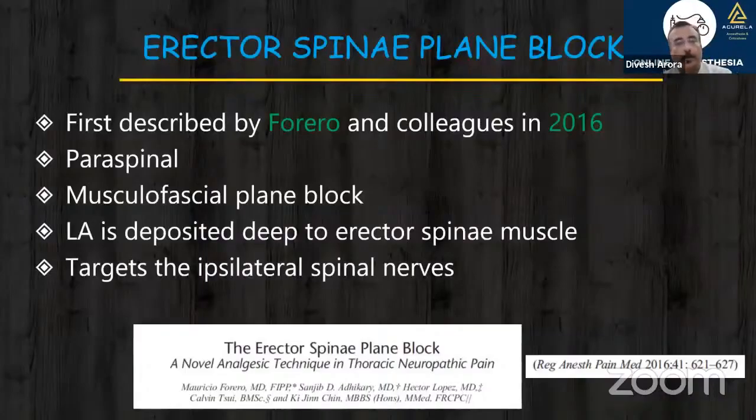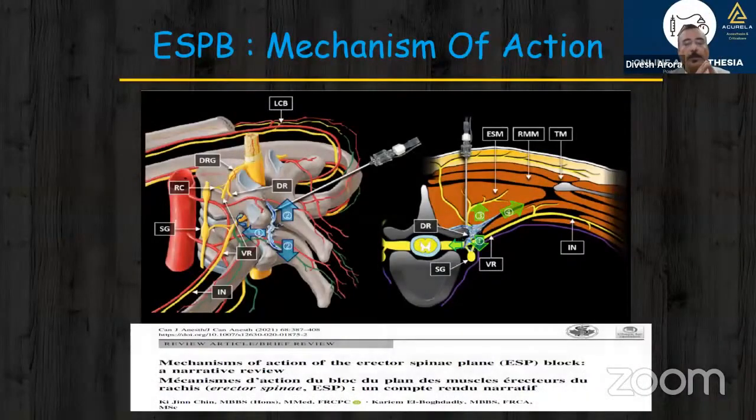So coming on to my favorite block, the most well-described and most common one these days, I would say, and the flavor block for all regional anesthetists. It was first described by Forero in 2016 for thoracic areas, and now it is available for cervical, lumbar, as well as sacral areas also. It's essentially a musculofascial plane block where LA is deposited deep to the erector spinae muscle, and it targets the ipsilateral spinal nerves. There has been a lot of confusion regarding the mechanism of action.